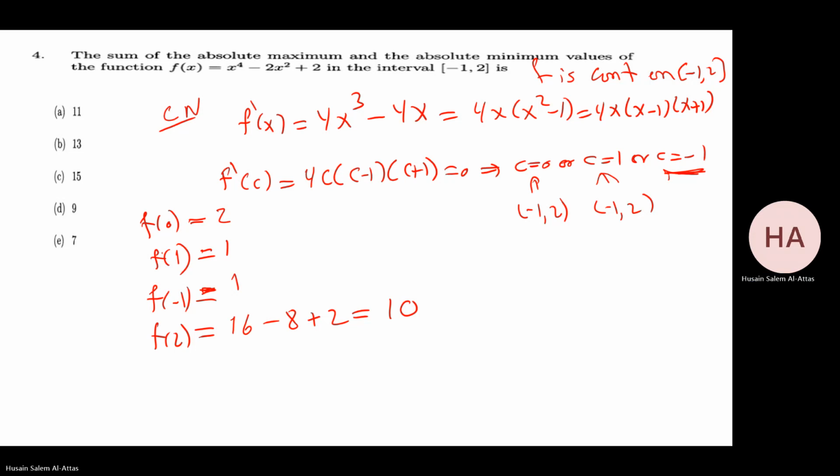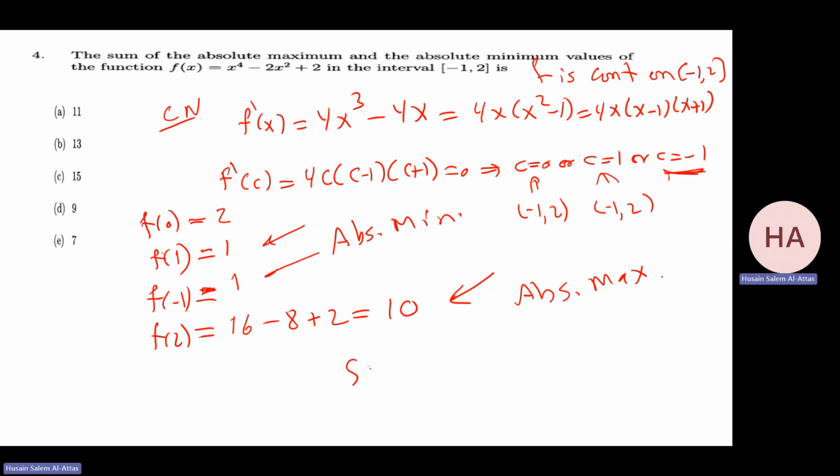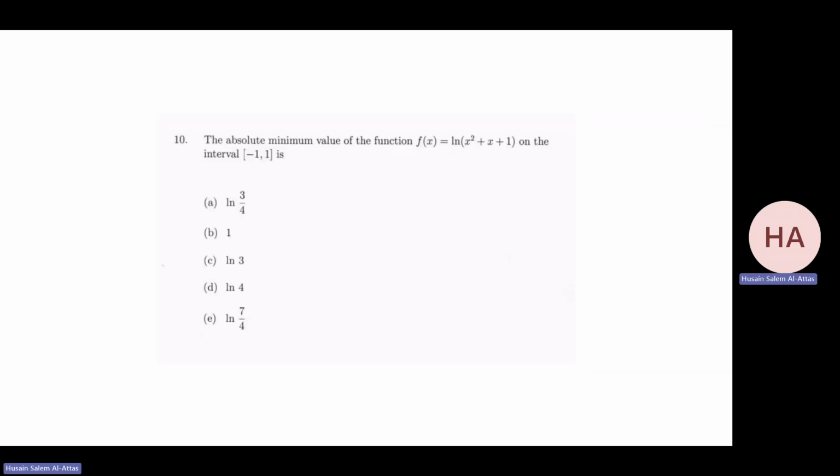So this is the absolute maximum, capital M. Now, what is the absolute minimum? One of these is the absolute minimum. So the sum will be 1 plus 10, which is 11. So that's the answer. You want the absolute maximum and minimum, since the function is continuous on this interval.